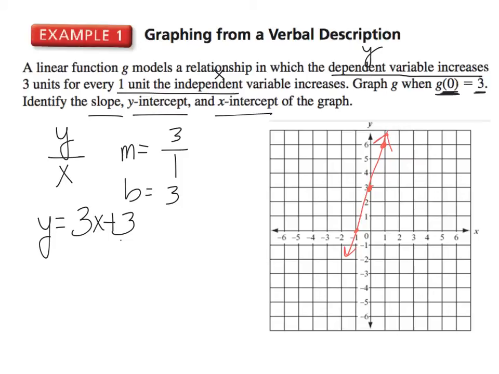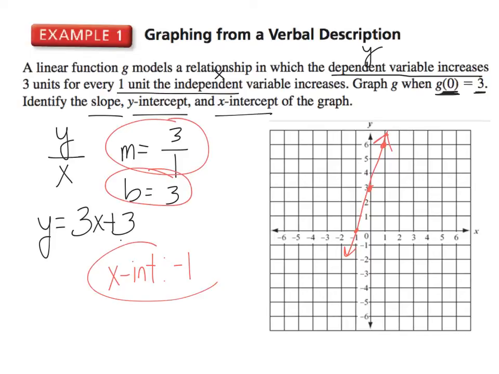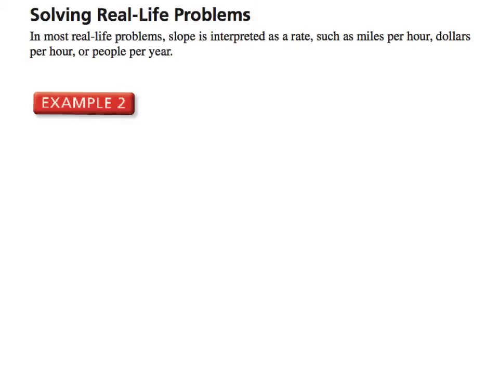And so my x-intercept would be -1. So my slope is 3, my y-intercept is 3, my x-intercept is -1. Now in our last example, we're talking about real-life problems.